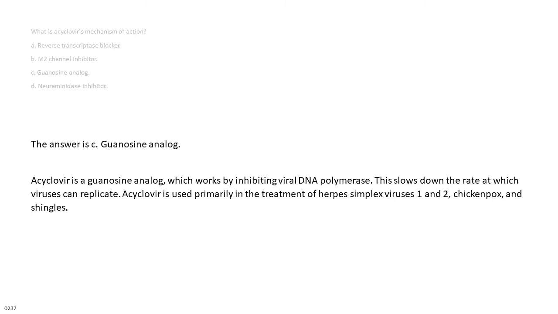The answer is C. Guanosine analog. Acyclovir is a guanosine analog, which works by inhibiting viral DNA polymerase. This slows down the rate at which viruses can replicate. Acyclovir is used primarily in the treatment of herpes simplex viruses 1 and 2, chickenpox, and shingles.